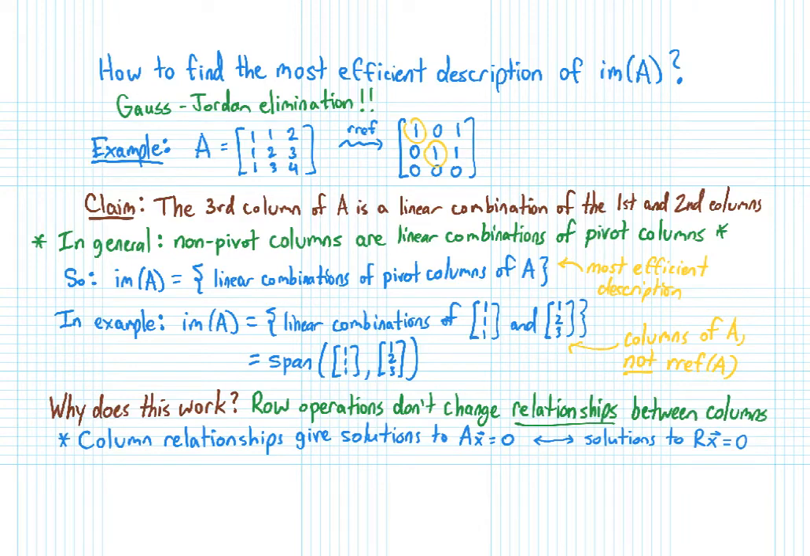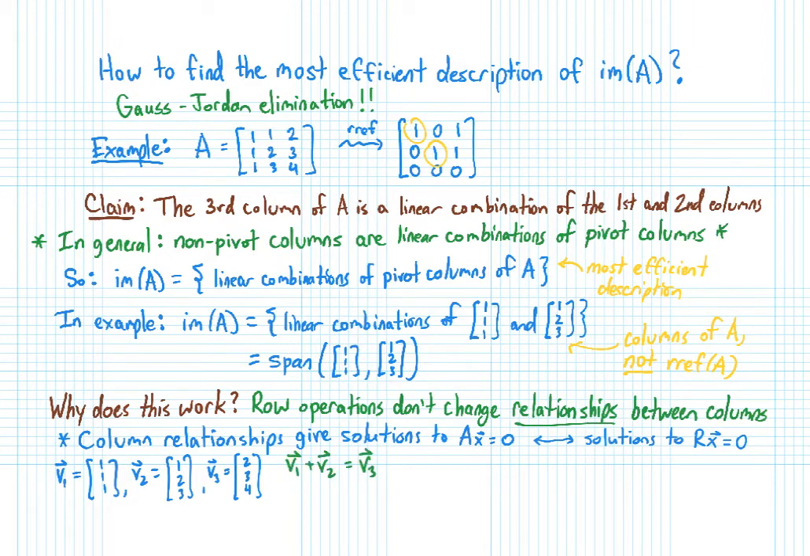And so the solutions to Ax = 0 are the same as the solutions to Rx = 0, where R is the reduced echelon form. Okay, this is a little bit abstract, but let's go through this particular example and see what I mean. So let's let v1, v2, and v3 be the columns of that matrix A.